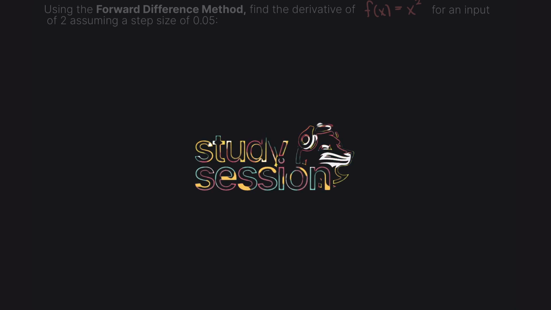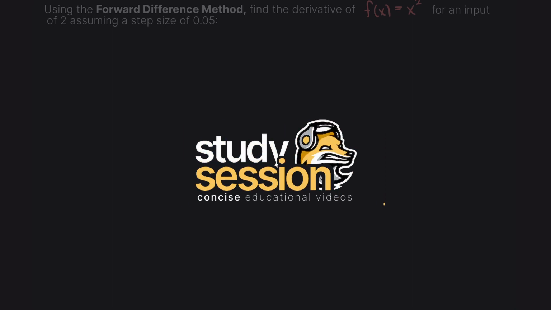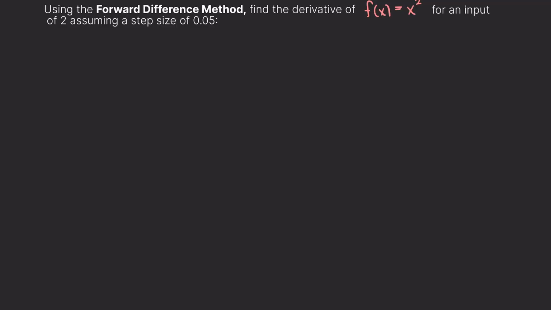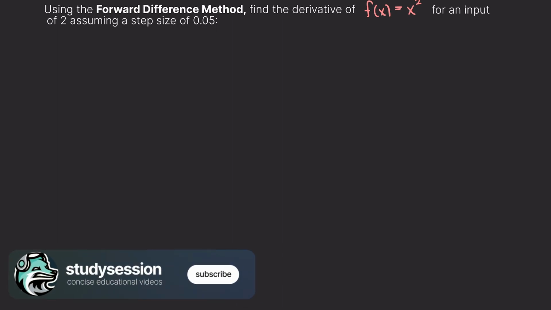Hey everyone, in this video we're going to be walking through a forward difference method example. The forward difference method is a numerical technique commonly used to approximate derivatives of a function at a given point. It is a simple yet effective numerical technique that can be applied to various scenarios.